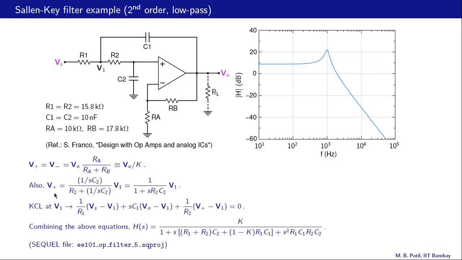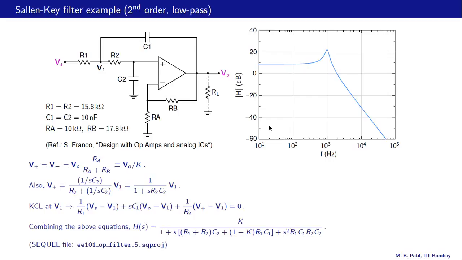What about V plus? V plus can also be obtained by voltage division from V1, voltage division between these two components, because this current is 0, and that gives us this expression here. And finally we write KCL at this node. This current plus this current plus this current should add up to 0. Now combining all of these equations, we get the net transfer function H of S, which is given by this expression here. And you are definitely encouraged to derive it yourself, starting from these three equations here.